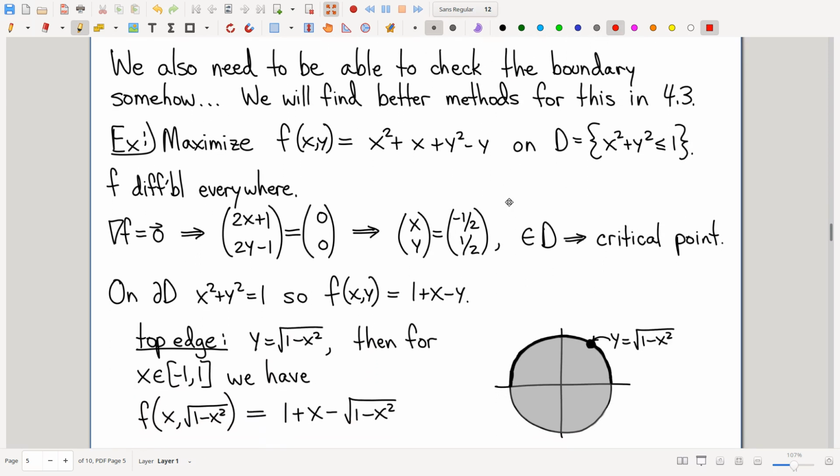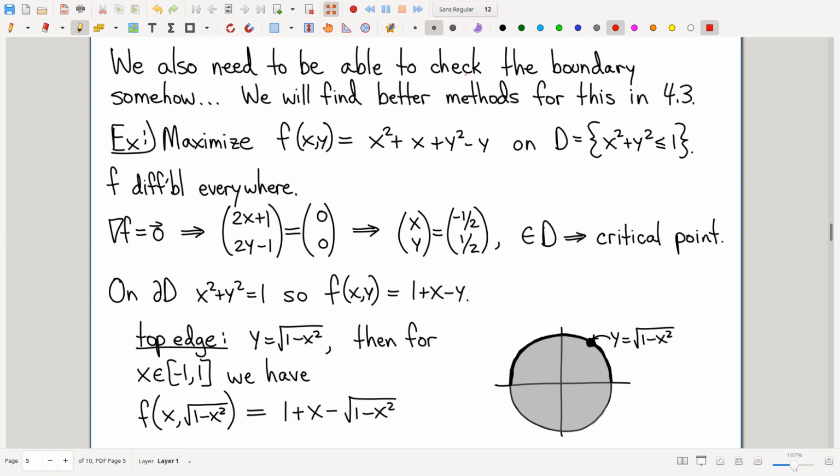So we are going to have to understand how to check the boundary. Remember that there's this possibility the absolute maximum might be on the boundary. I'm going to show you two different ways to do it. One I don't particularly endorse, but there are some circumstances where this can work, I suppose. But I'm going to show you a much better method in just a couple minutes.